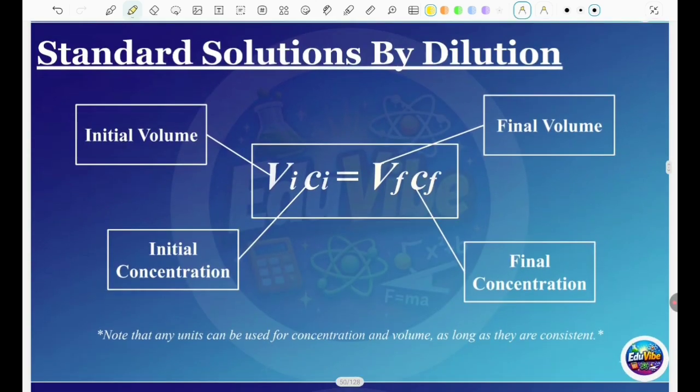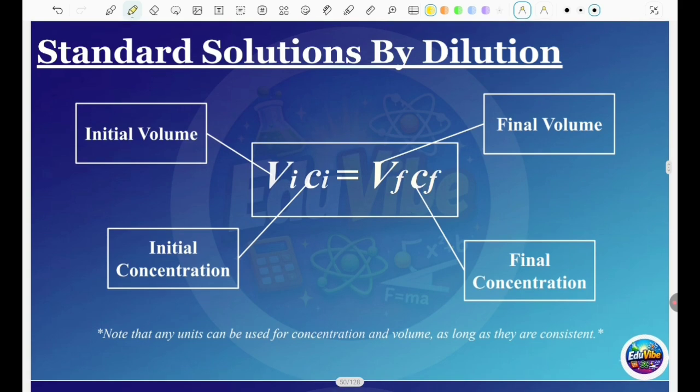That's why the formula for making a standard solution by dilution is Vi times Ci equals Vf times Cf. Vi is the initial volume, Ci is the initial concentration, Vf is the final volume, and Cf is the final concentration. Note that any units can be used for concentration and volume as long as they are consistent. Make sure your units are the same.